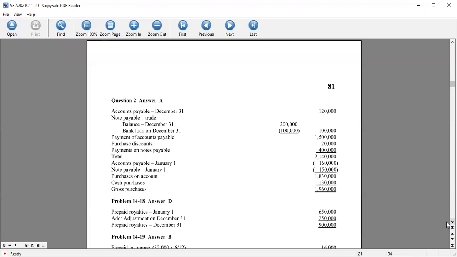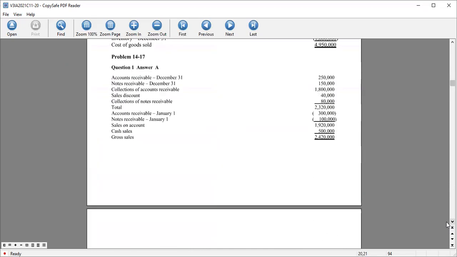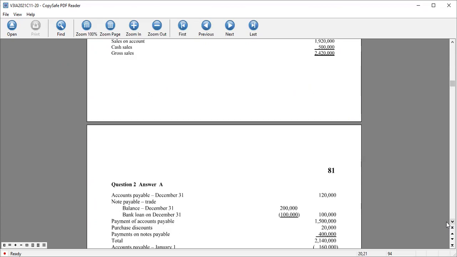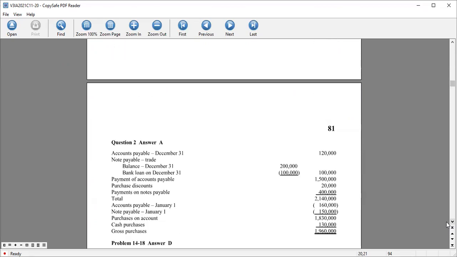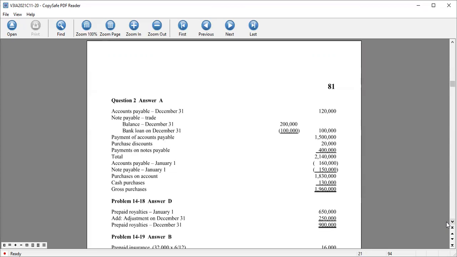Okay, so we have now question number 2 for number 17. What is the gross amount of purchases? In question number 1, we are asked for the gross sales. So the gross sales of 2,420,000 in letter A. Letter B, in question 2, we are asked for the gross purchases.